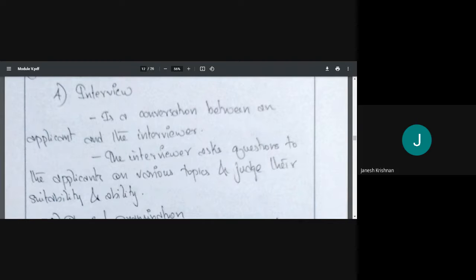So nowadays we are having interviews via phone, right? By Skype call or Google Meet or Hangout or something. We are having interviews by online medium also, right? So in an interview, the interviewer asks questions to applicants on various topics and judges their suitability and ability.